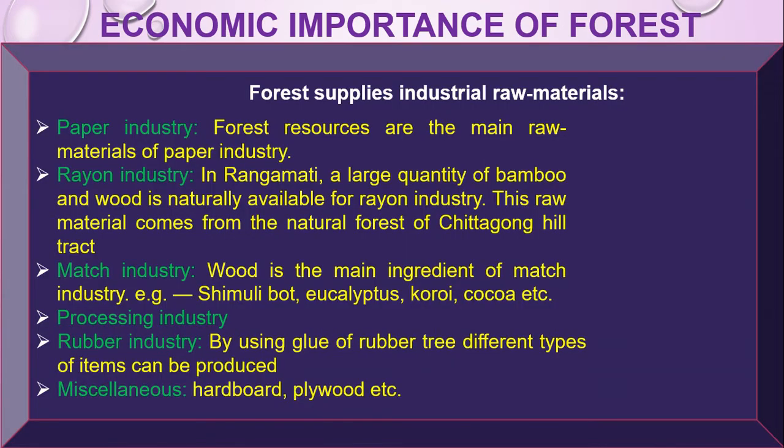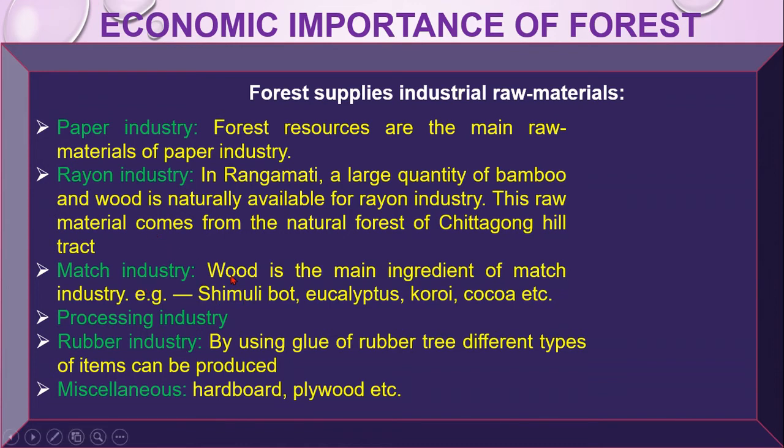Forest supplies industrial raw material or cottage industry raw material, like for paper mills. Paper mills making newspaper use raw materials from forests, in different paper mills like Khulna newsprint mill or Cornflake paper mill. Then rayon industry in Rangamati, a large quantity of rayon industry, they use bamboo as a raw material.